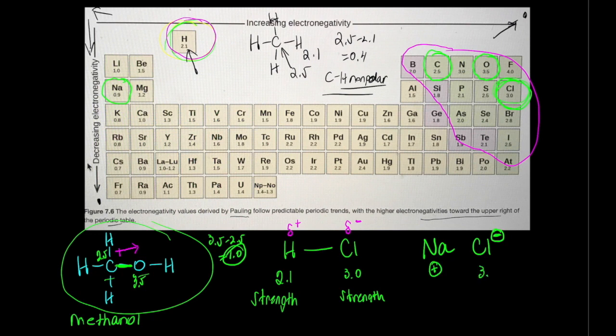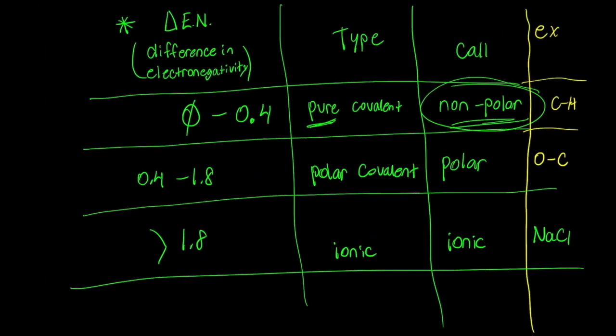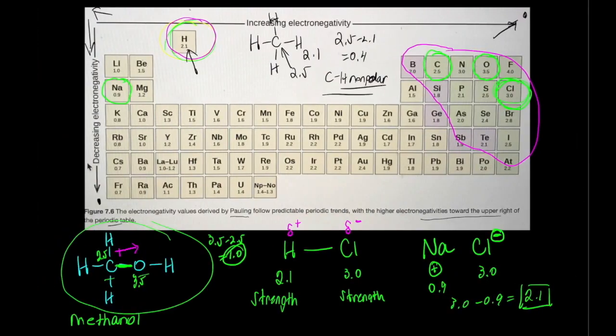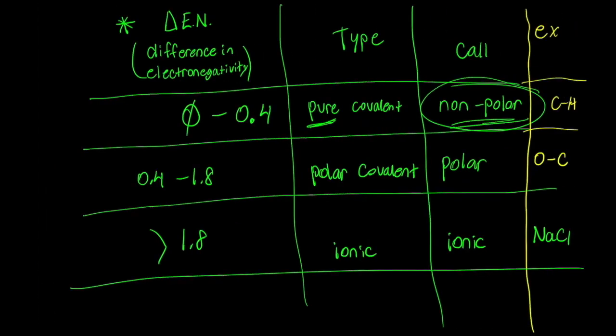Chlorine is 3.0, sodium is 0.9. So, you know, you can do the math here, and that's huge. That's 2.1 as a difference in electronegativity, okay? So the delta EN there is, what did I say? 2.1, and that's definitely greater than 1.8. So we would call NaCl ionic, okay? I'm not going to draw a line between those two atoms because there is no line. It's just an ionic bond, okay?